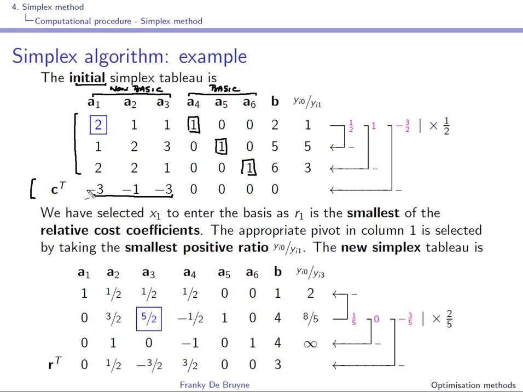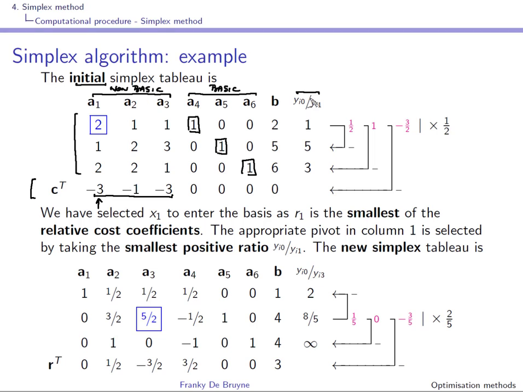Well, we have -3 over here, -3 over here. We'll select this column, so we'll take the variable that is most to the left. So this is x1, so we know that x1 is going to join the base. So now we have to determine which variable is going to leave the base. So we need to compute this column here.